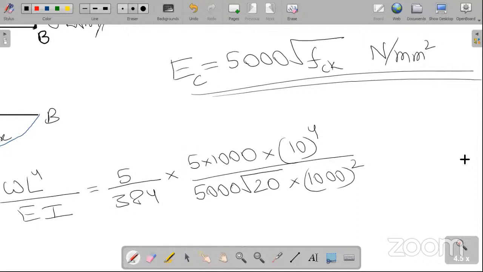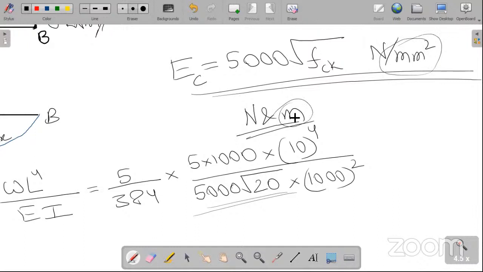So 5000 under root FCK Newton per mm square. But you can see I'm putting everything in Newton and meter. That's why I converted this 5 kilonewton per meter of load into Newton per meter by multiplying it by 1000. Now this is 5000 under root 20, in Newton per mm square. Since this was mm square, I needed to convert it into meter, so I multiplied it by 1000 square. That's how you convert this into Newton per meter square. And after E, we have I.